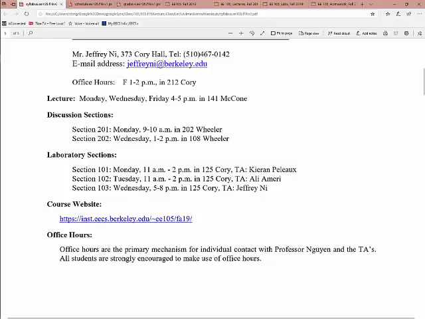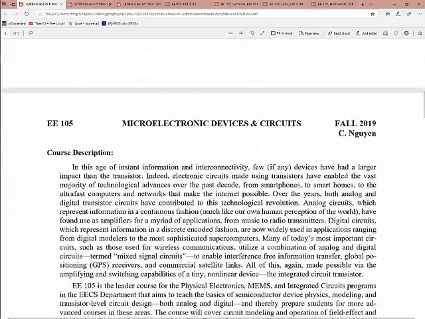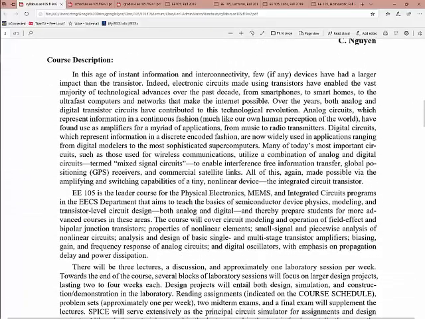The course website, these are the coordinates for the website. You've already sort of seen it. Maybe the easiest way to get to it is to Google ee105, and that should take you to the up-to-date website. I already discussed office hours. So I've written up a course description here that you can read through, sort of telling you why you should be taking this course, why it's important and that sort of thing.